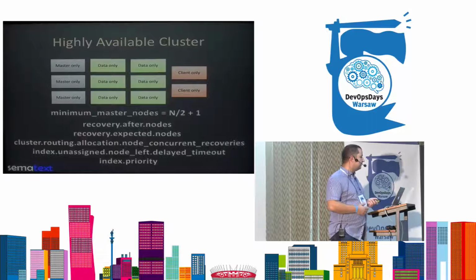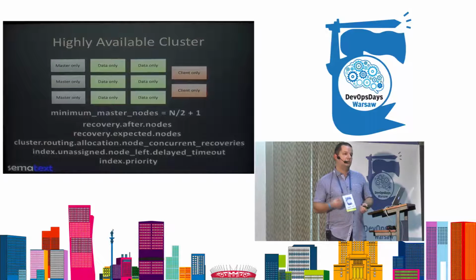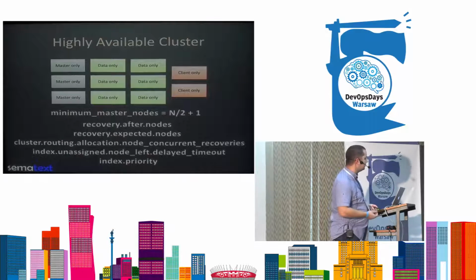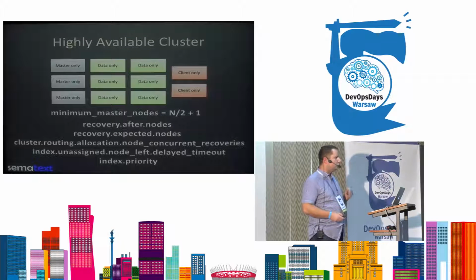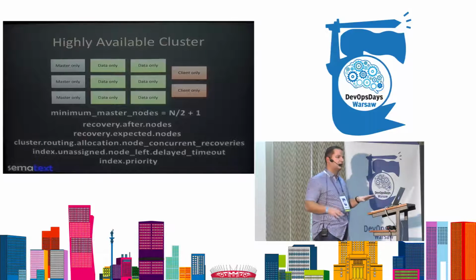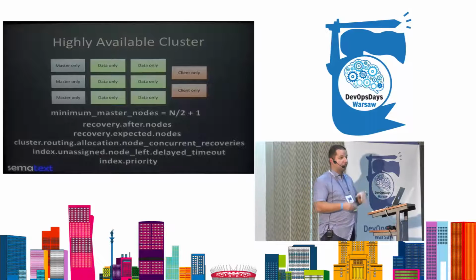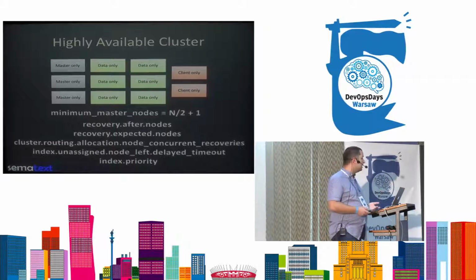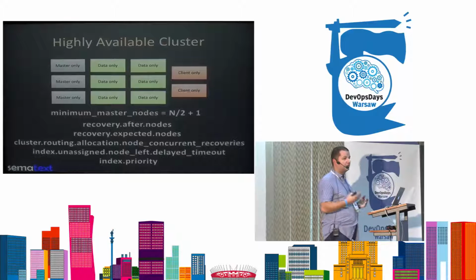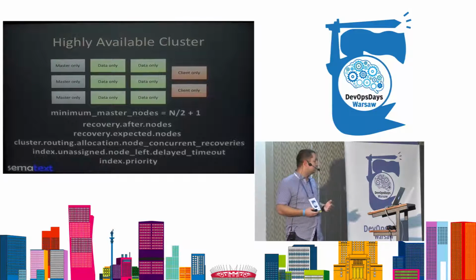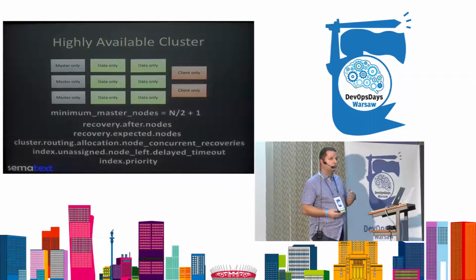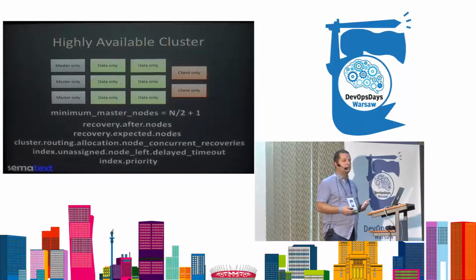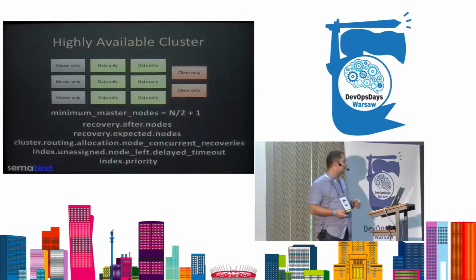The node left delay timeout, which is by default set to 1 minute, allows us to avoid a shard dance, which means that Elasticsearch will wait 1 minute before moving the shards around whenever a cluster loses 1 or more nodes. And finally, if we have some indices that are very important compared to others, we can set the index priority, and that will tell Elasticsearch to start the recovery process of those indices sooner compared to the others.